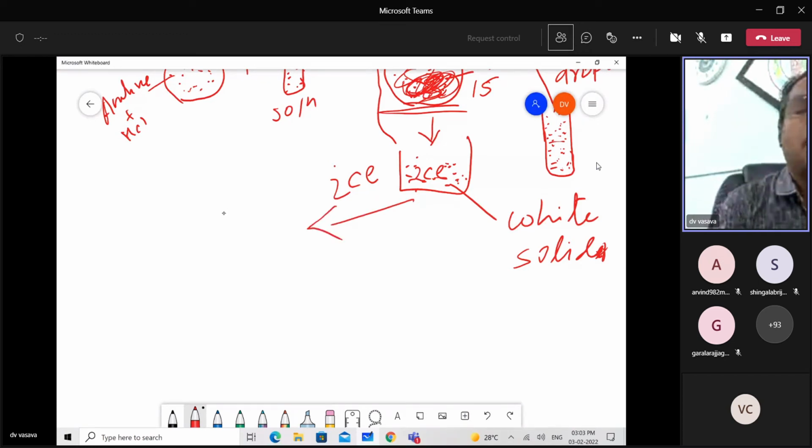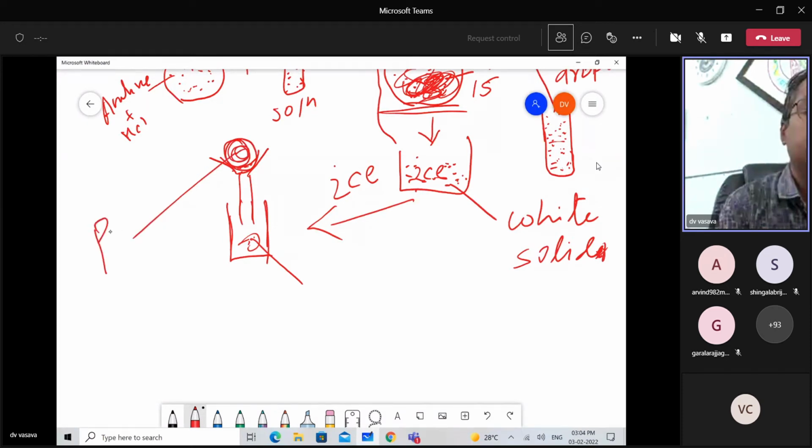Now you can go for the filtration. You can filter it here with the filter paper. Here you will get the filtrate, and your product will be here. This is your product, white in color.